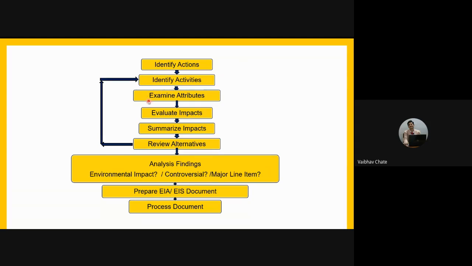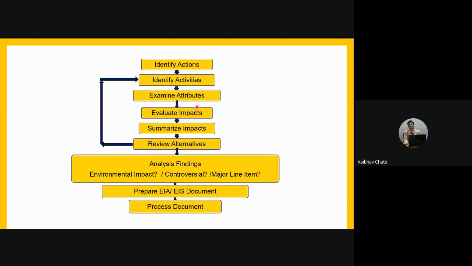The third step is examine the attributes. So what do you mean by attribute? In the exam, the question will be asked: list various environmental attributes. These environmental attributes are going to be something like air, water, soil, land, right? Population, right? Cultural environment, social environment. What is the sound level? So all these things will be coming under attributes.